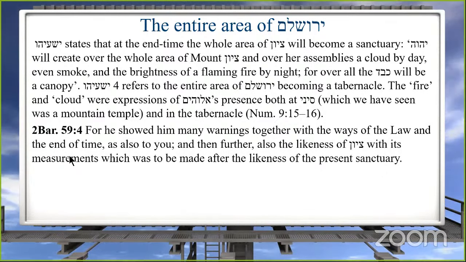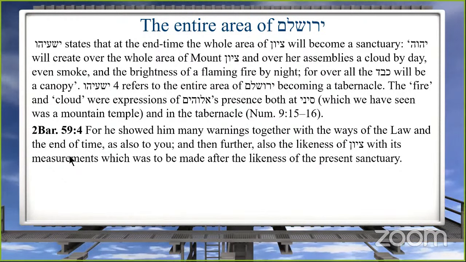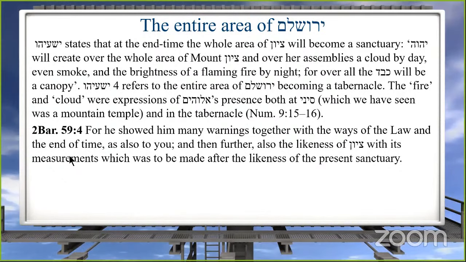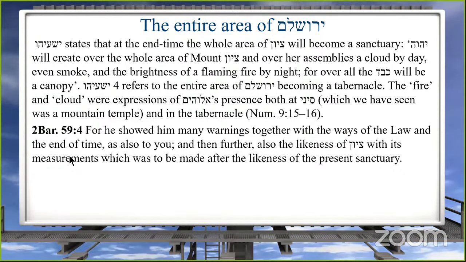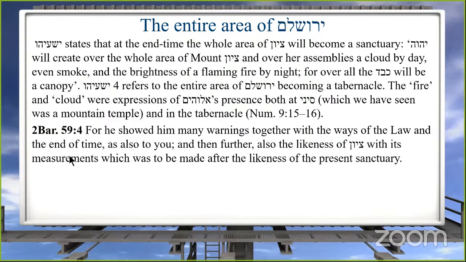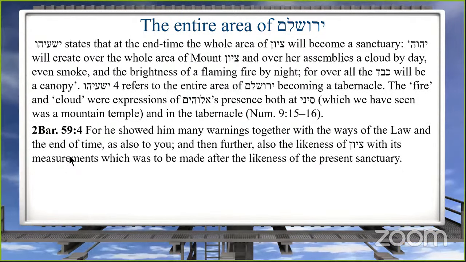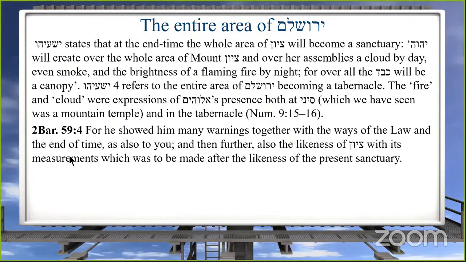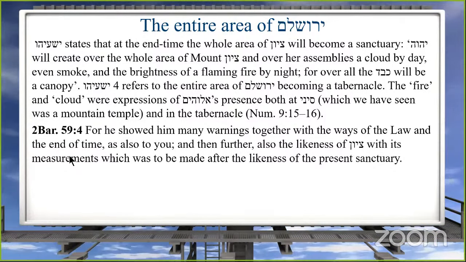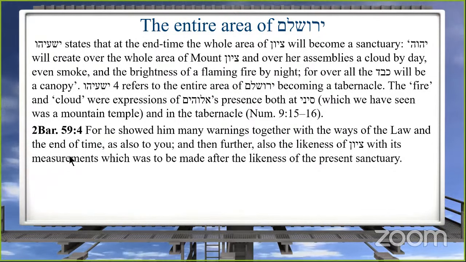And then Baruch says, "For he showed me many warnings together with the ways of the law and the end of time, as also to you. And then further also the likeness of Sion, with its measurements, which was to be made after the likeness of the present sanctuary." Okay, so again, you're going to start to see that this sanctuary is going to be huge.